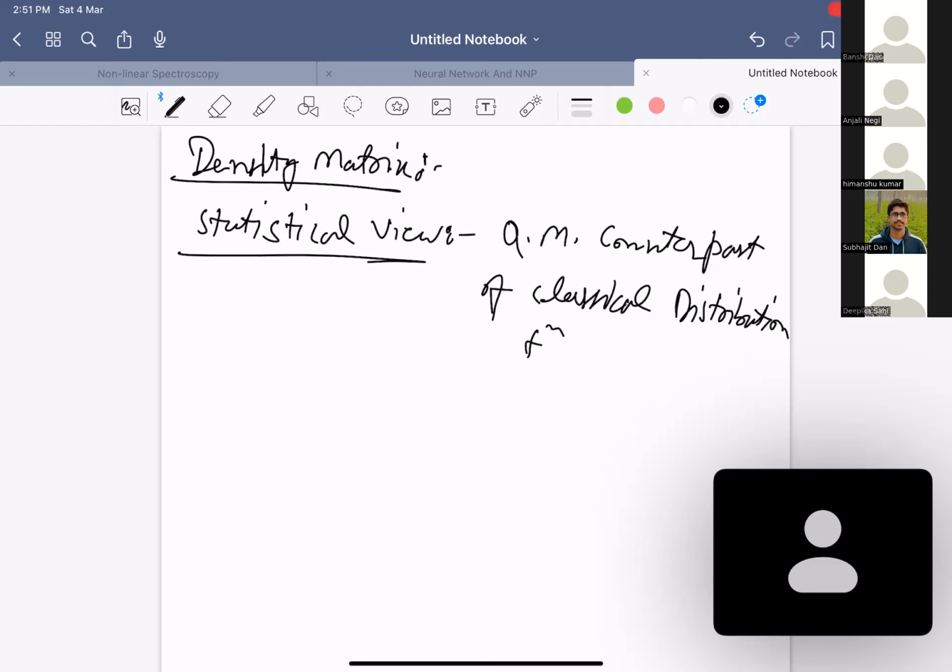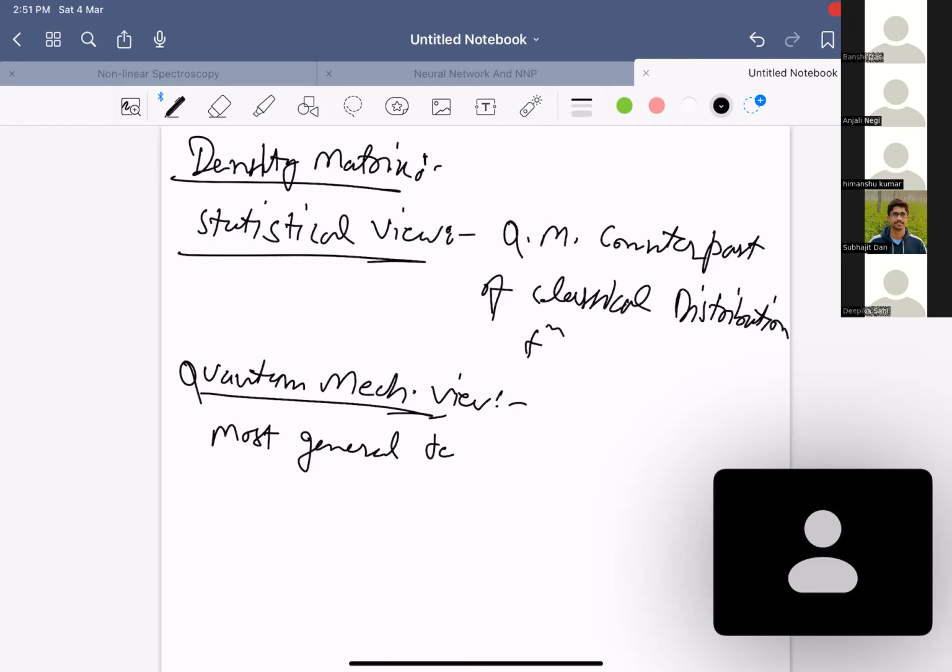But this is the statistical view only. There is another view, that is the quantum mechanical view, and which says that it is the most general description of an open quantum mechanical system, which cannot be described by a single wave function.